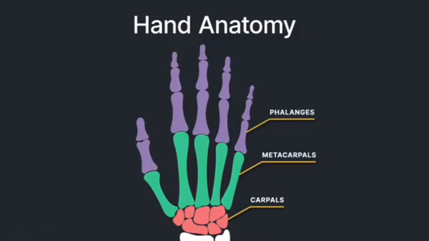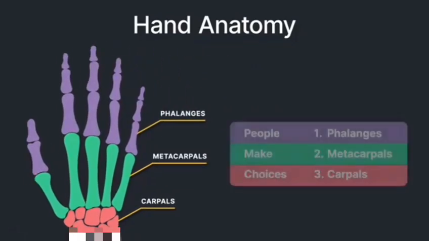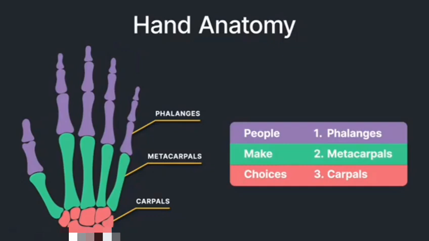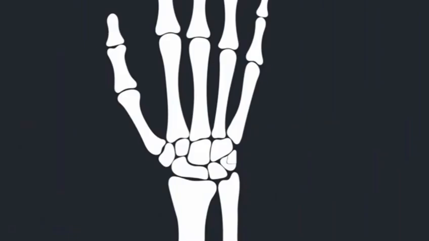If you need a way to remember these bone classifications, just remember, people make choices from distal to proximal. Phalanges, metacarpals, carpals. The palm contains 5 metacarpal bones, numbered 1 through 5, like the digits, starting from the thumb or lateral side when the hand is in anatomic position.